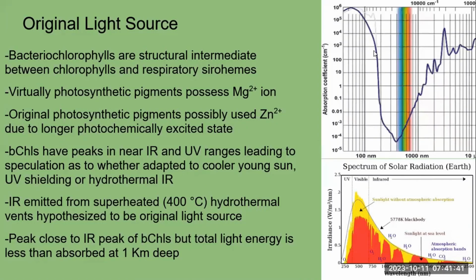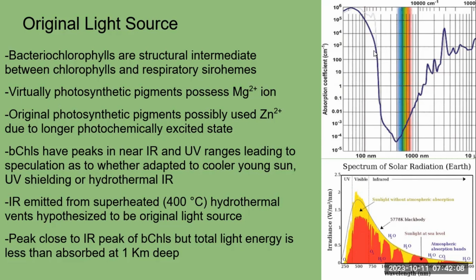Chlorophylls are used by modern photosynthetic organisms, which produce oxygen, but anoxygenic photosynthesizers, those that use another electron donor, use bacterial chlorophylls, which are structurally intermediate between chlorophylls and respiratory cytochrome hemes. Virtually all of these photosynthetic pigments possess a magnesium ion in the center, but the heme group, which ultimately gave rise to them, might have had a zinc ion instead.